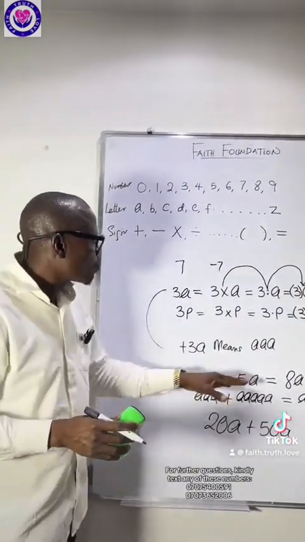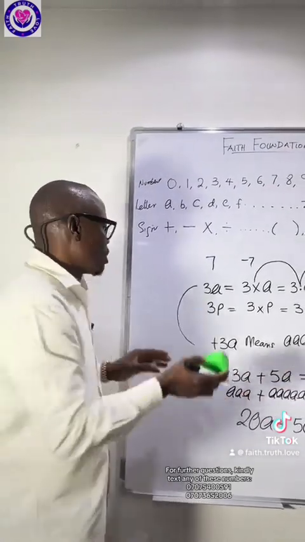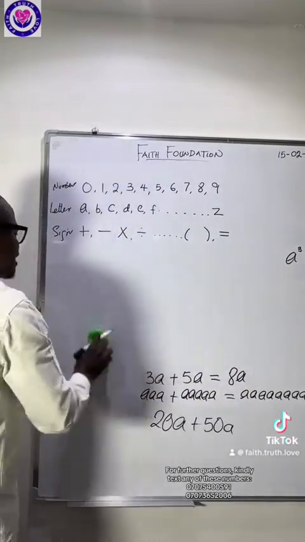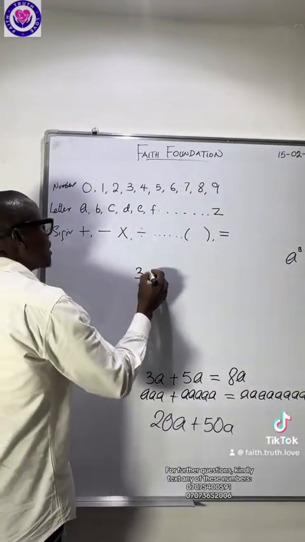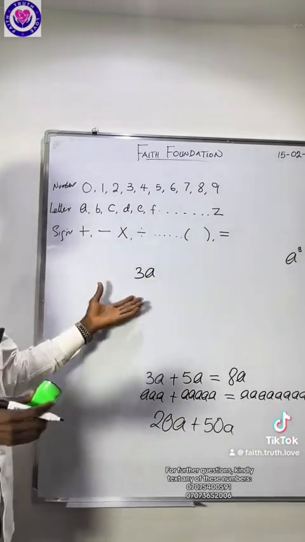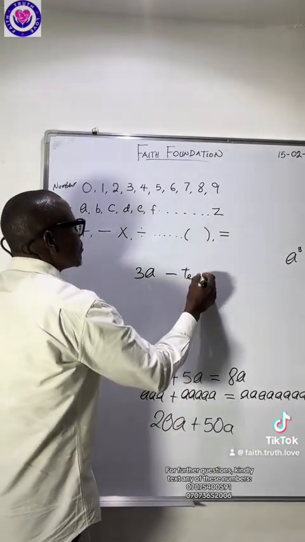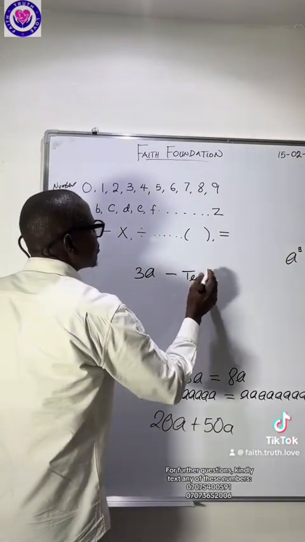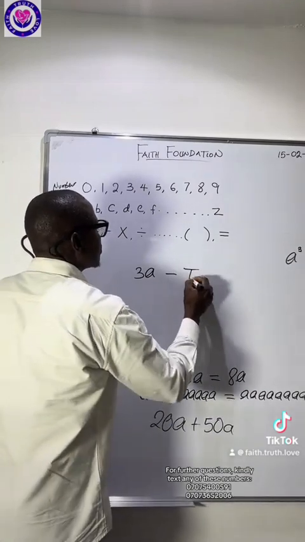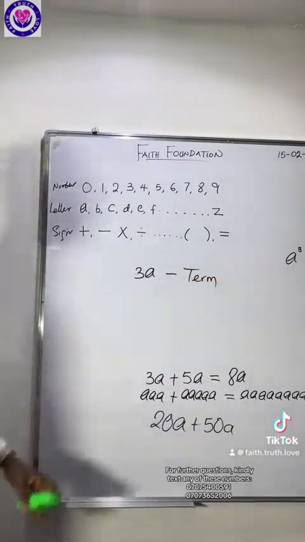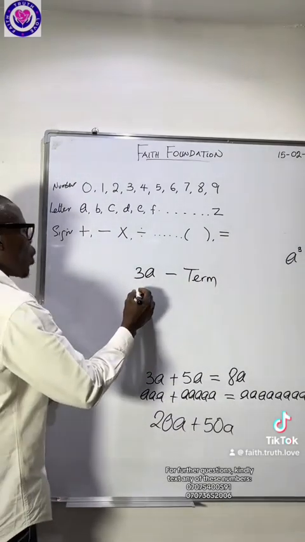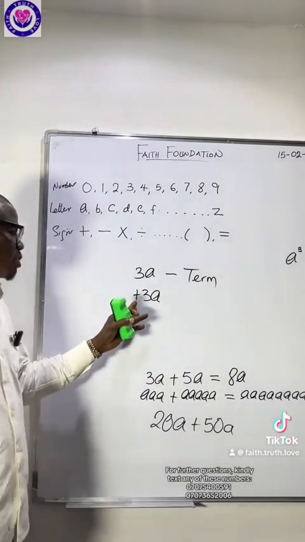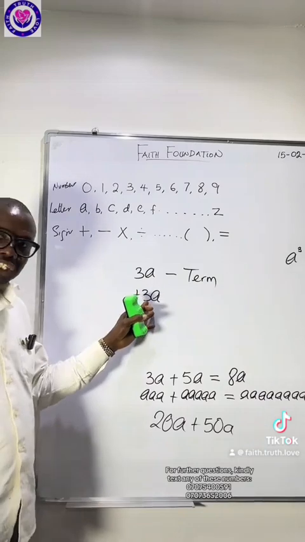Now, this is a term. We call it a term. When you have 3A, this is a term. In this term, it is positive. It is plus 3A. In this term, we have the sign plus, we have digit 3, we have A.